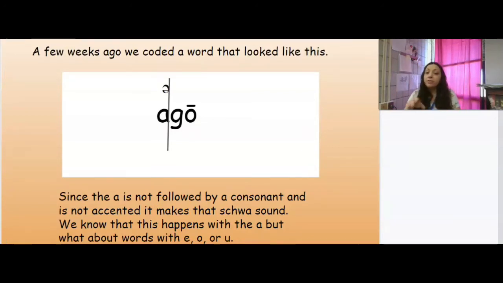All right. A few weeks ago, we coded a word that looked like this. Remember, it had that upside down E for the schwa sound. Because when we coded it, it should say ago, but we don't say that. We make the schwa sound. Since the A is not followed by a consonant and is not accented, it makes the schwa sound. We know that this happens with the A, but what about if it's E, O, or U? So we're going to look. So we say ago instead of ago. And remember, when we sound it out, we can hear the difference.